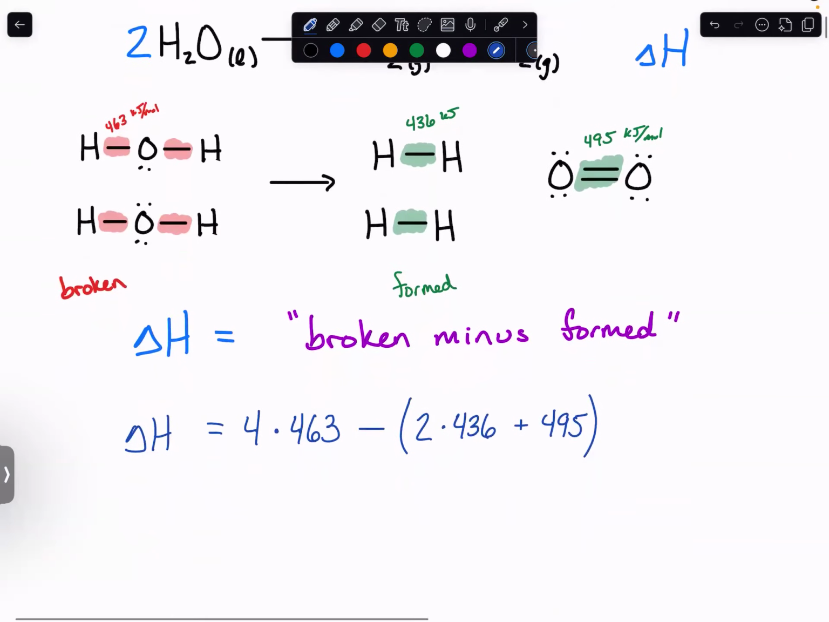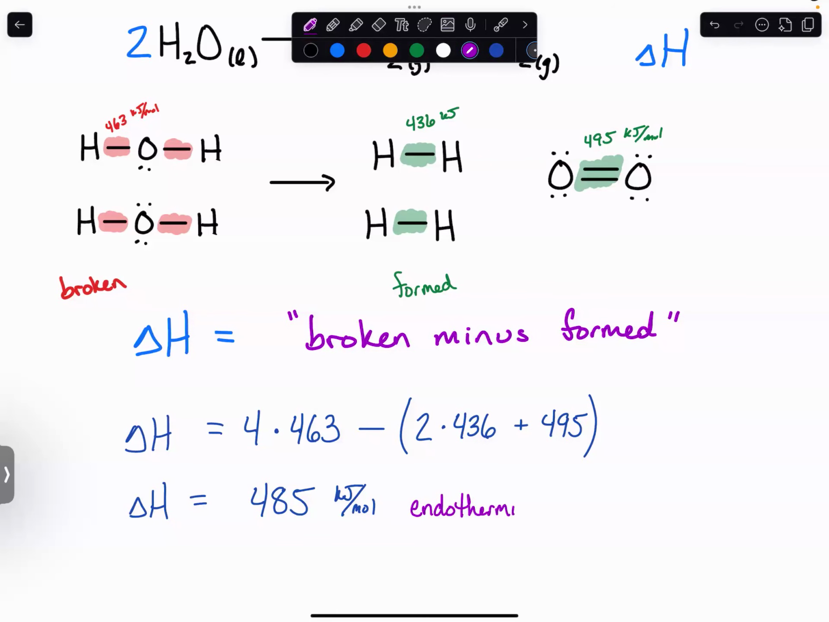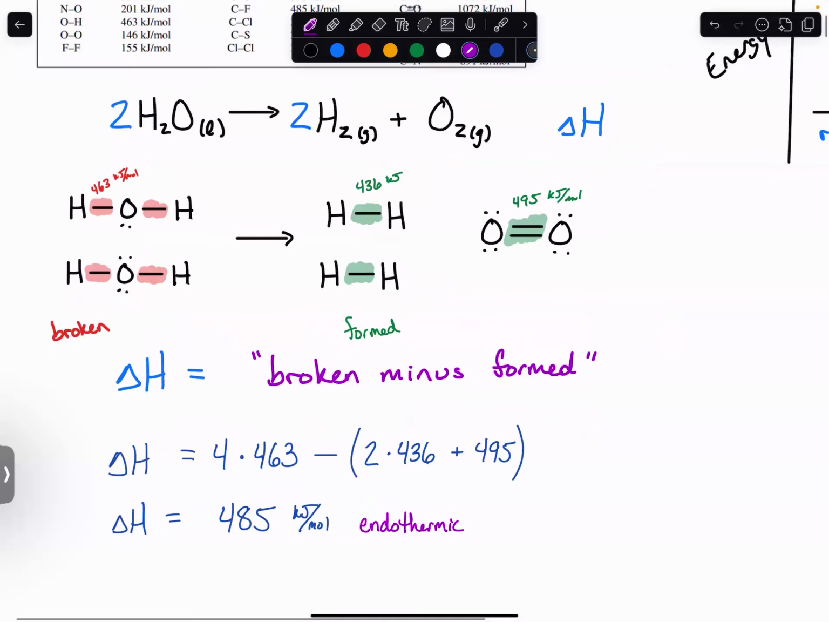All right, so I get a delta H value here of positive 485 kilojoules per mole. So is this reaction endothermic or exothermic? Endothermic. All right, you got to put energy in order for this reaction to occur.